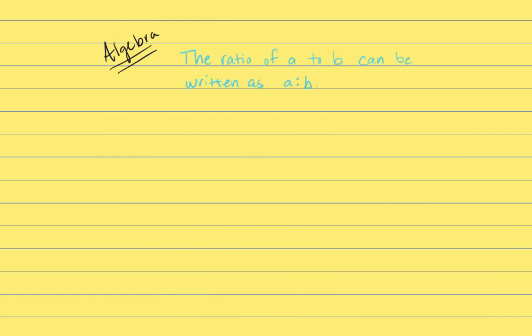Algebraically, it looks like this. The ratio of A to B can be written as A to B. One thing to keep in mind is that this little sign right here is a colon in our ELA program, if we're doing editing and things like that, but it's our ratio symbol in math. So it's just the 2 dots.